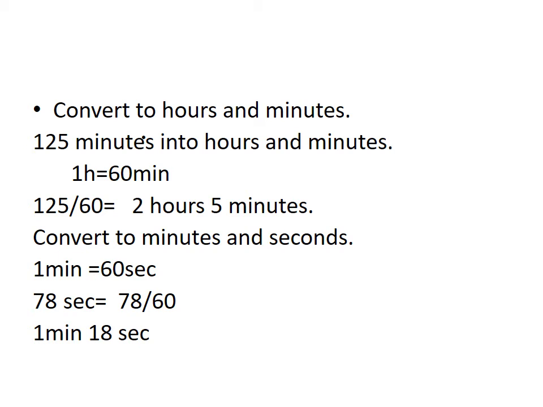Now convert 78 seconds into minutes and seconds, right? 1 minute is equal to 60 seconds and 78 seconds is equal to 78 divided by 60. 1 minute 18 seconds. Children, now remember, when you have to change single unit into double unit, always you have to divide the numbers.